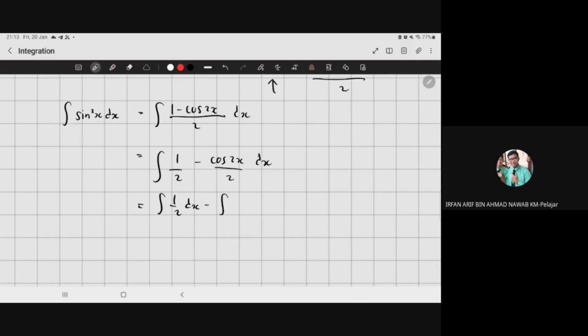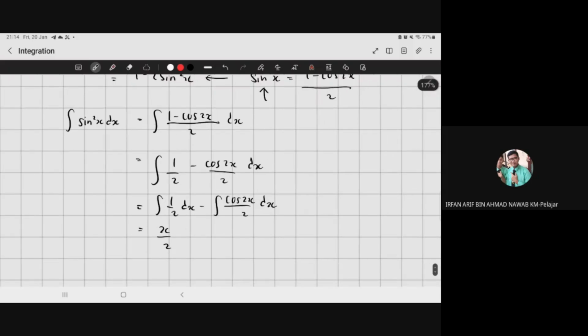But if you are a pro, you can integrate it directly without doing this step, without showing this step. But to be careful, I suggest you guys do this. So cosine of 2x over 2 dx. Then just integrate it as usual: x over 2, minus sine 2x over 4 plus c. Okay, so that is good, if you know.